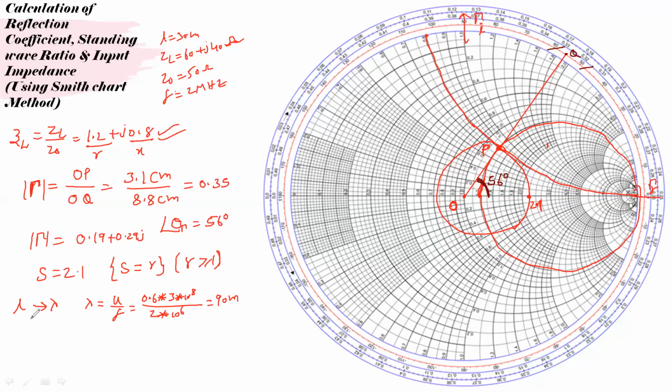If you compare L and lambda, L equals 30 meters and lambda equals 90 meters. So the ratio is 3 times between L and lambda. That is, lambda equals 3L. If you take 3 times the transmission line, that should be equal to a wavelength. Actually, the transmission line length is 30 meters.